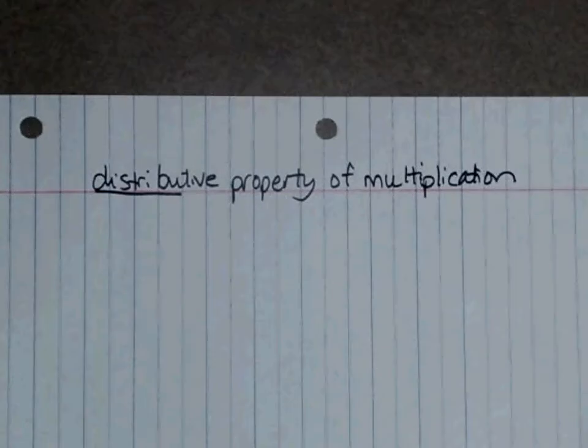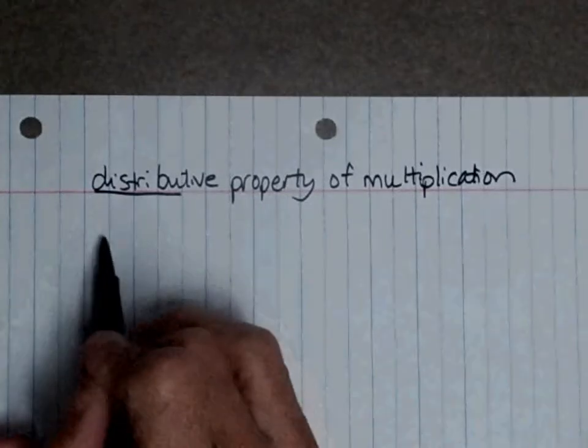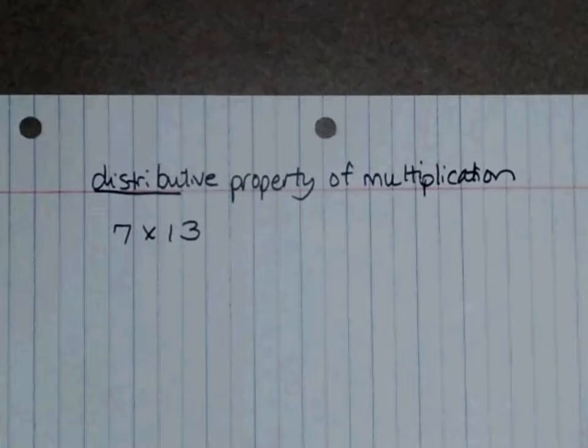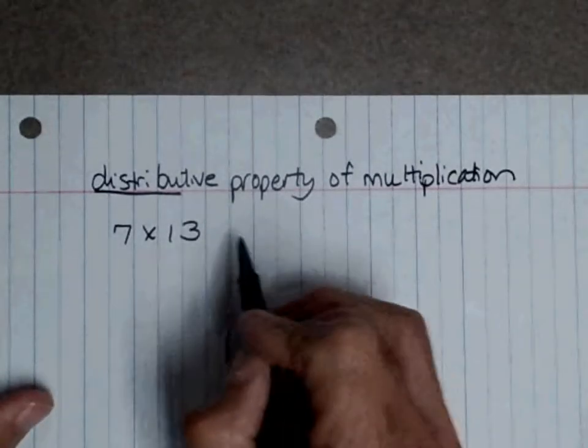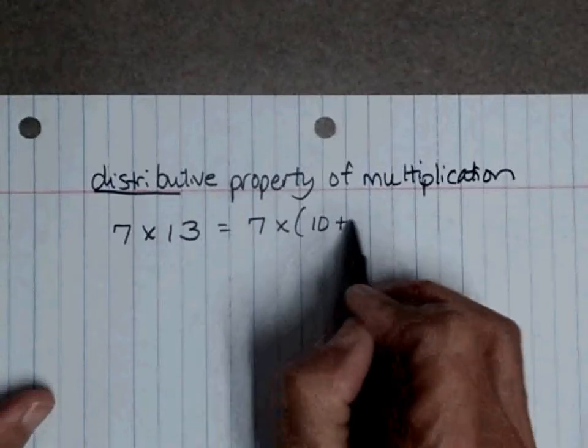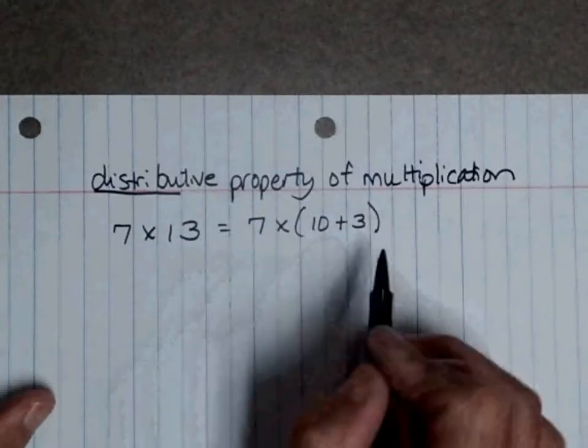Let's start with a 2 by 1, 7 times 13, and we're going to decompose that. That equals 7 times 10 plus 3. That's still 7 times 13.